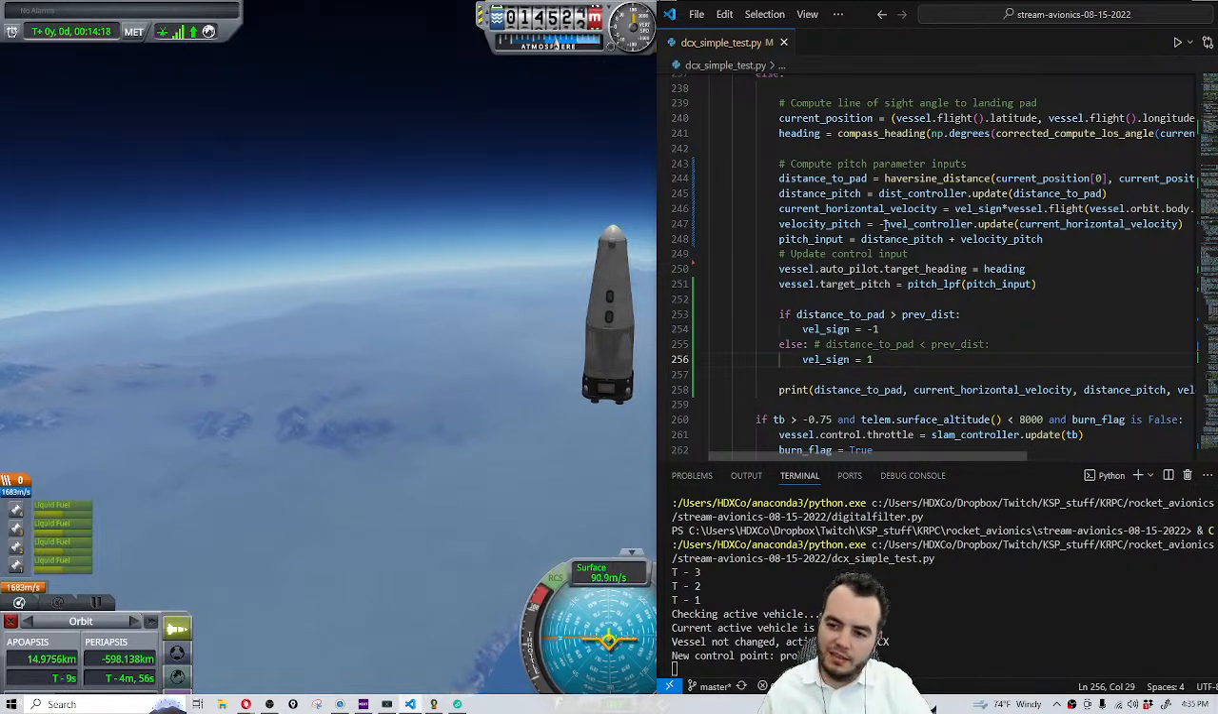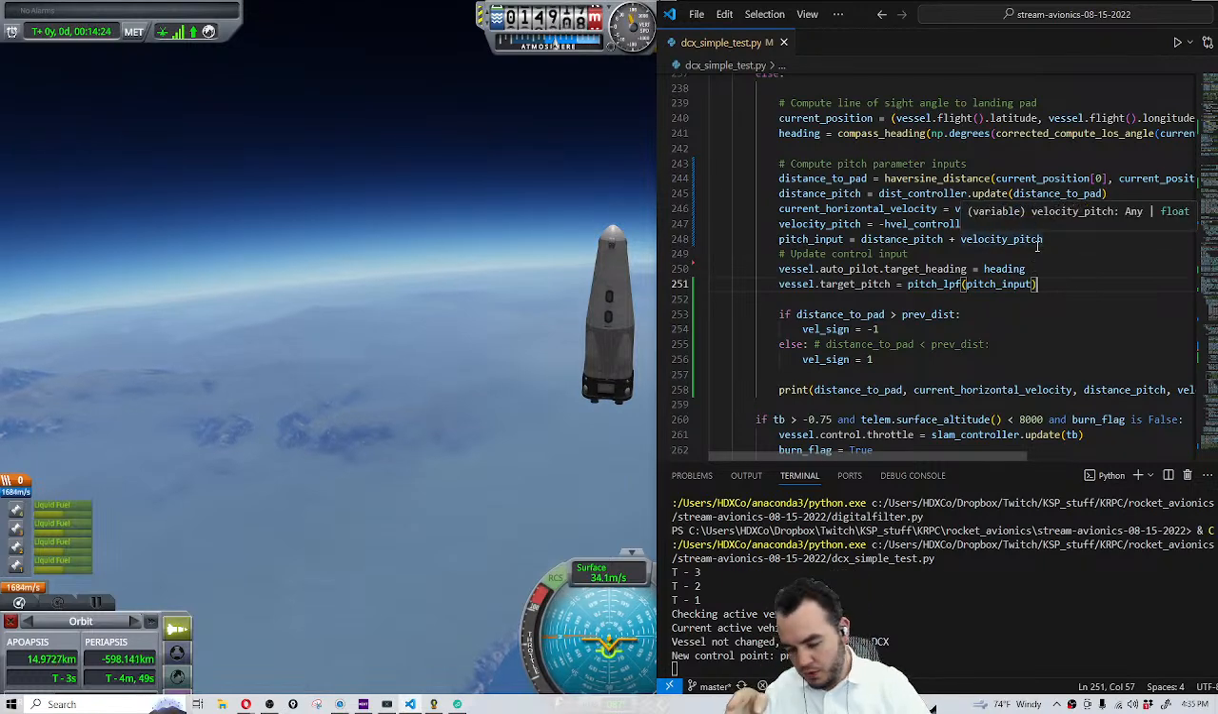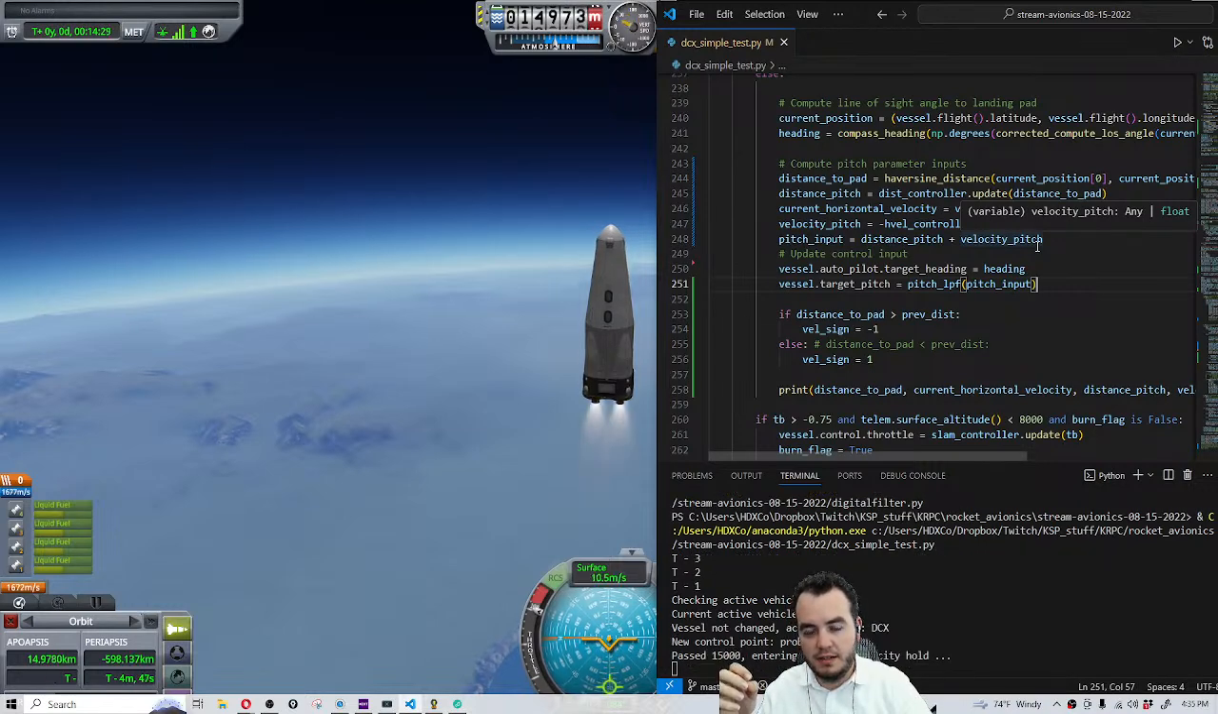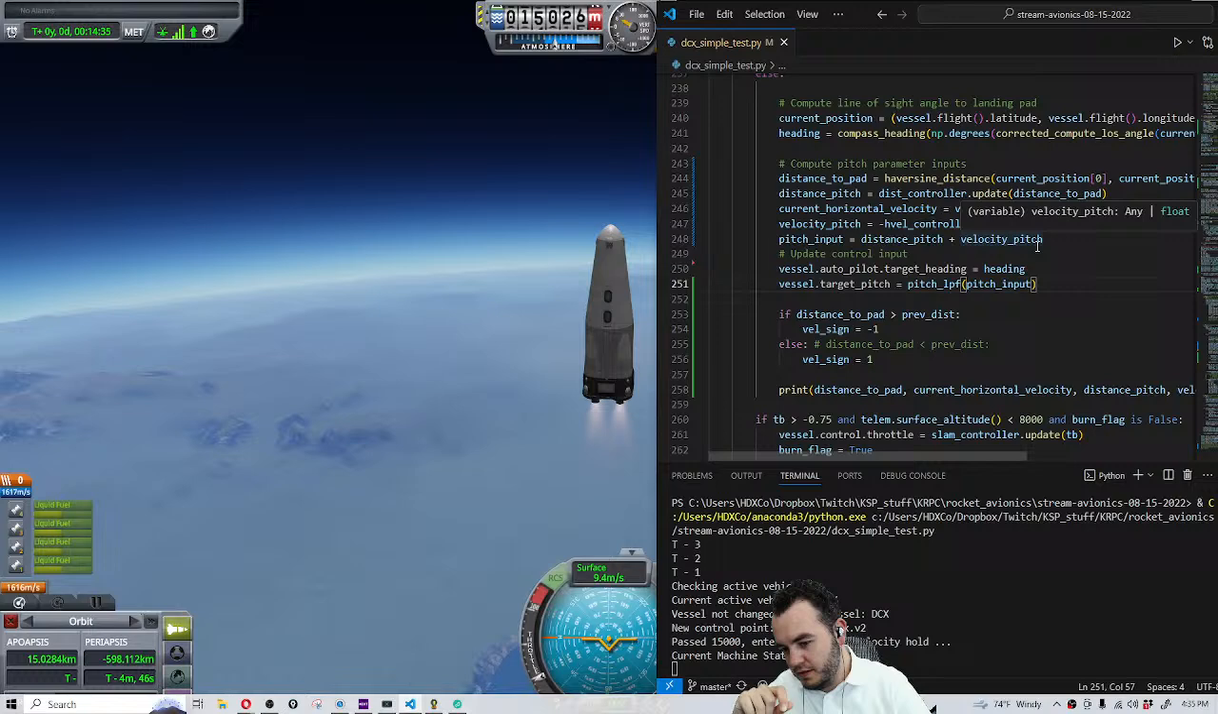Yeah, because I think we need that negative there, because if we're moving forward, it's going to be positive, but we don't want it to command a positive pitch angle unless the velocity is too high. Then it should start pointing down. I think that's right. We'll see.